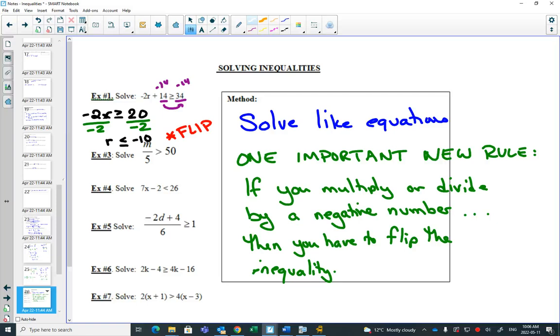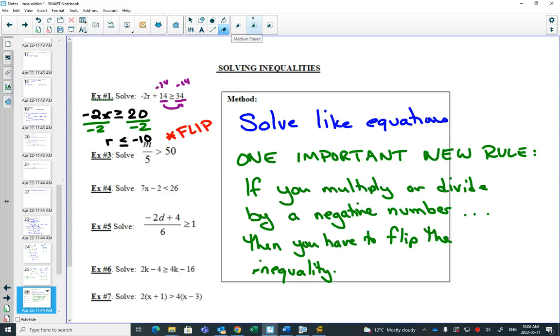Sometimes they'll say, can you put your answer on a number line? And then we would have to do a full circle, remember, for the equal sign, and draw the arrow going backwards because it's less than or equal to negative 10. Okay. Everybody got the first example down?